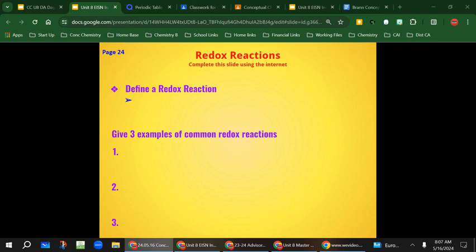PbO, lead oxide, and hydrogen, and lead, and water. Okay? Well, here's the thing, ladies and gentlemen. Iron rust, copper, silver, other metals tarnished, those are all redox reactions. All of them. Anytime a metal reacts with oxygen.